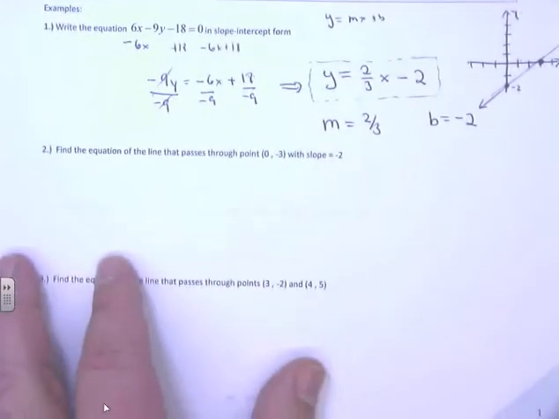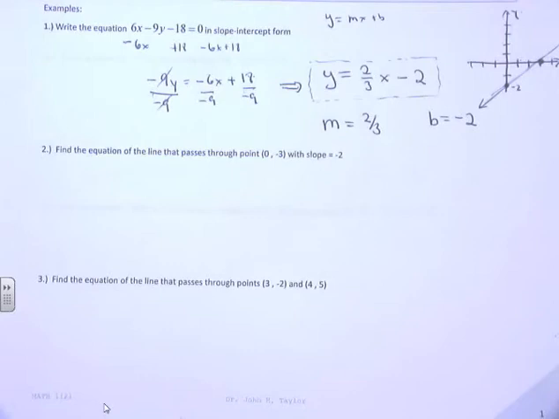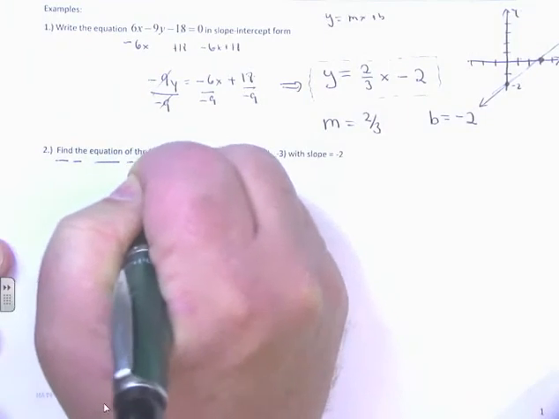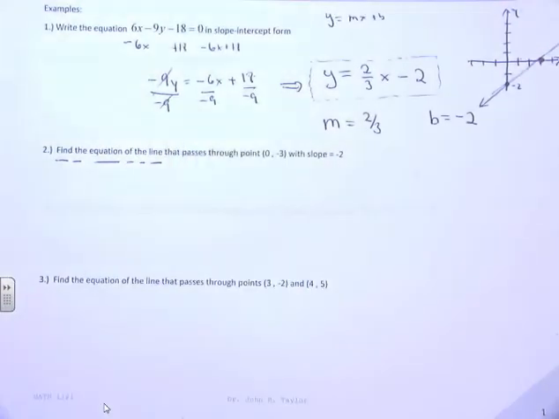So let's take a look at this guy and read the first 5 words, please. Find the equation of the line. 6 words. Okay, good. Even better. First 6 words. Find the equation of the line. And right here, you're supposed to find the equation of a line that passes through the point (0, -3) with slope -2.